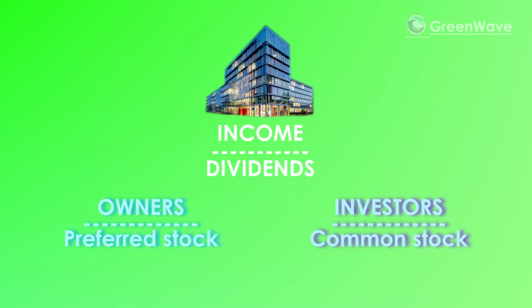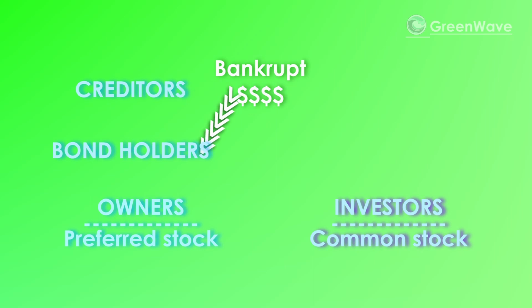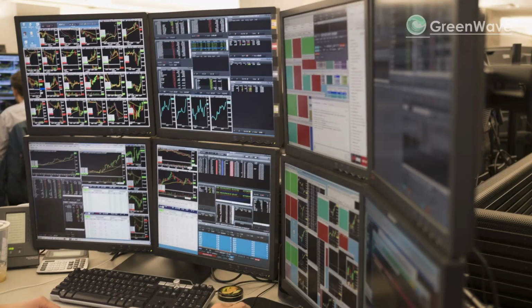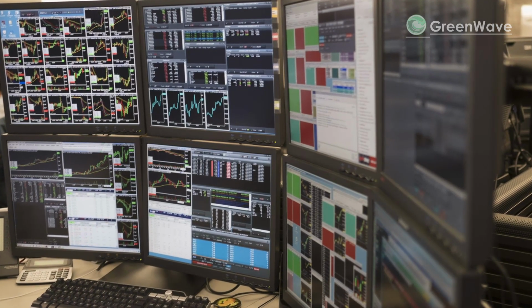Next, main difference number 3, which is also the last main difference: common stockholders are the last in line when it comes to the liquidation of a company's assets, which means that they will be paid out after creditors, bondholders, and preferred shareholders. So those would be the 3 main differences that you need to be aware of when perhaps deciding which type of stock to invest in.